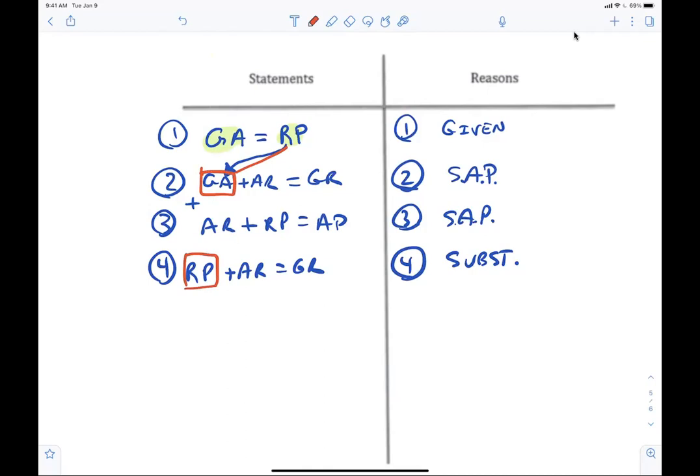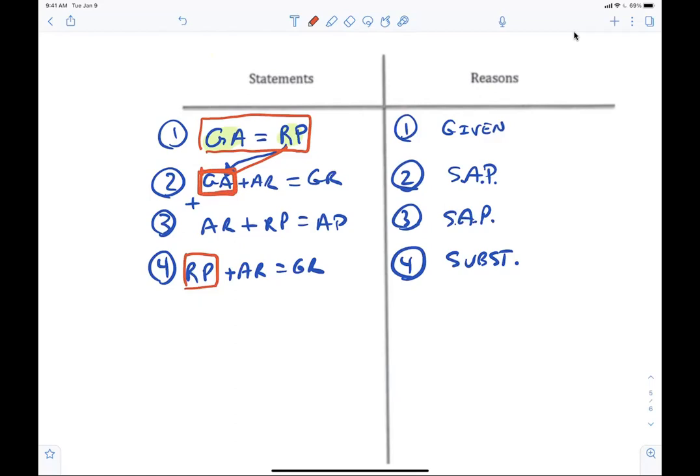No. Tell me, come on, Maren, tell me. Where did I get GA? The step right above it. GA is equal to RP. Do you see that? So that means wherever I see GA, I can put what? So here is GA. I replace GA with what? Correct. All right.